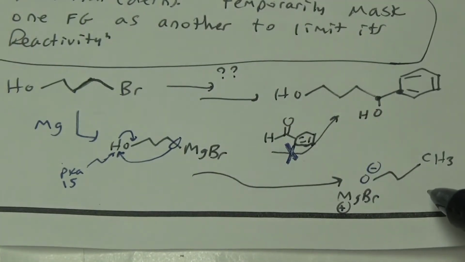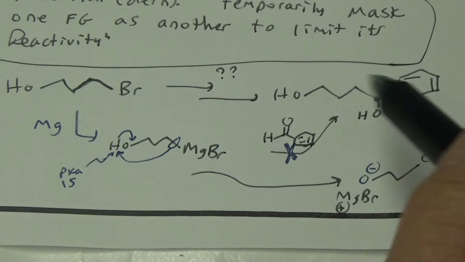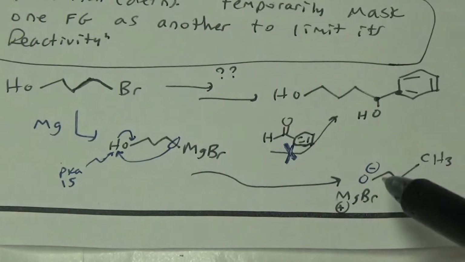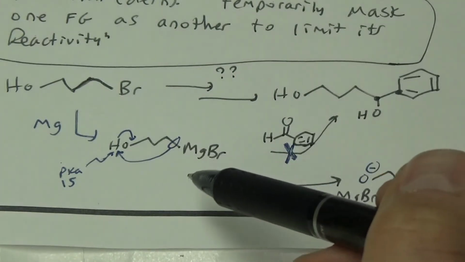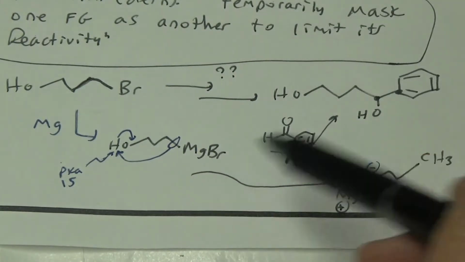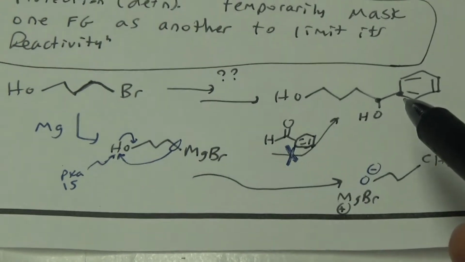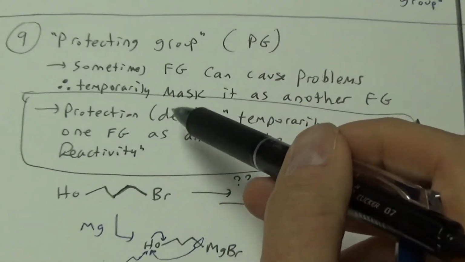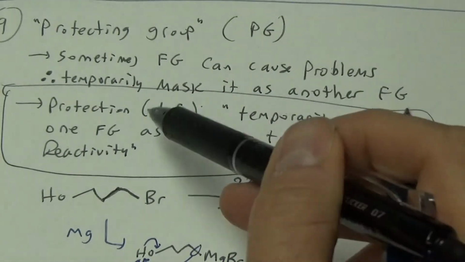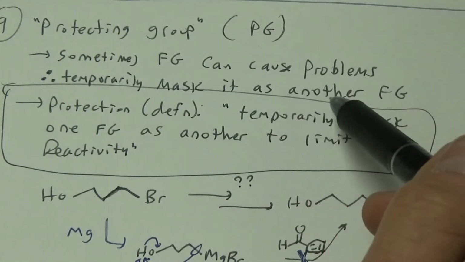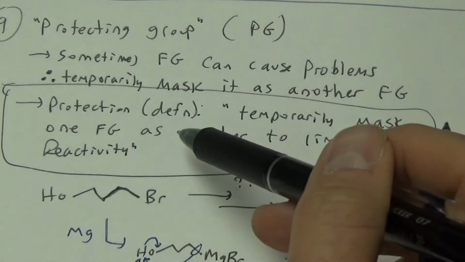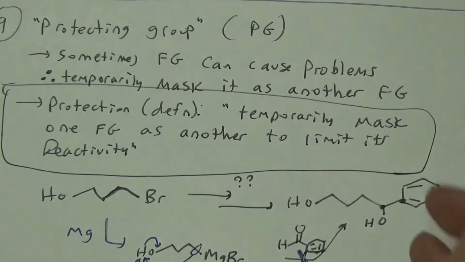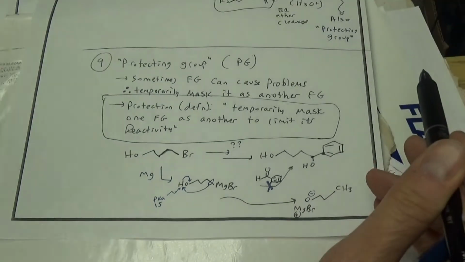Okay. And so what's the solution going to be? Just mask the alcohol as an ether. And we'll just use a tert-butyl ether because we know how to put it on and take it off really easily. And then it solves all this problem. So that's the protecting group strategy in a summary. Sometimes a functional group can cause problems, so therefore we temporarily mask it as another functional group. We define protection as temporarily mask one functional group as another to limit its reactivity. So let's do that now.